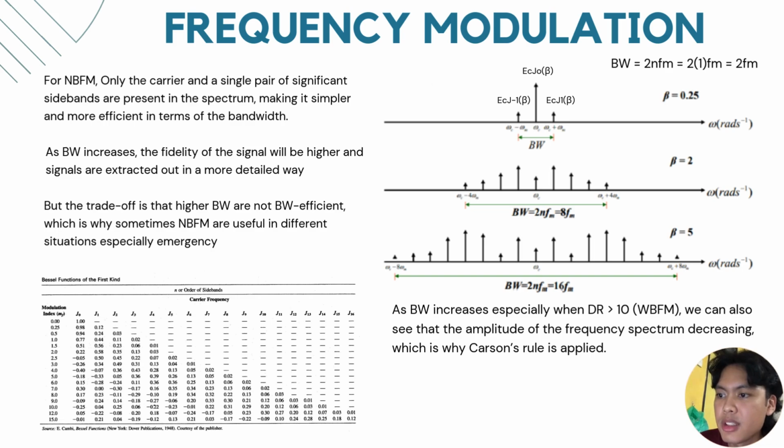In practice, sometimes Carson's rule is even applied at a deviation ratio equal to 5. This is because it provides a practical bandwidth estimation that captures most of the signal's power by focusing on the carrier and the most significant sidebands.